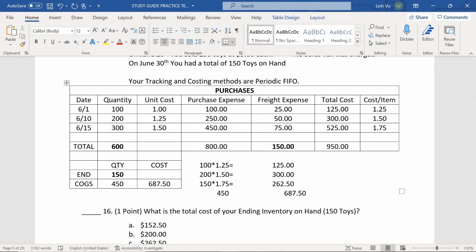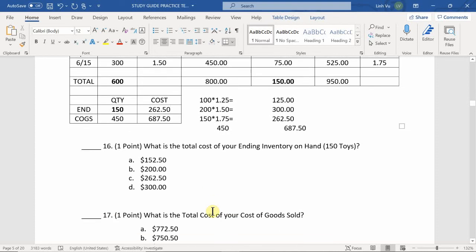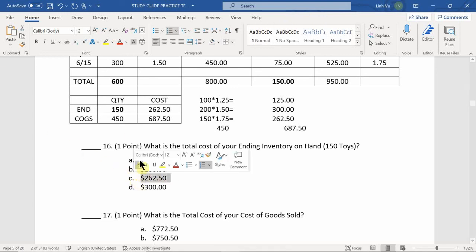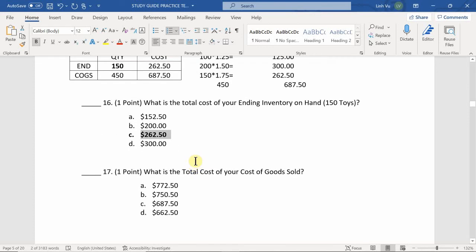So therefore, what is going to be my ending inventory? 262.5. Good. It's exactly the half of what we already solved. So it is number C. Good. Next question. What is the total cost of goods sold? C.